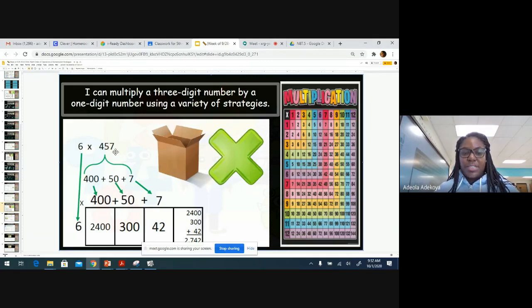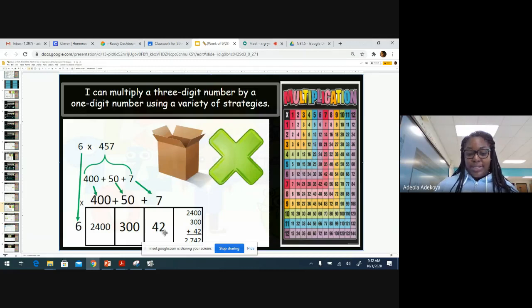The number of digits tells us the number of boxes we're going to need. So if I've got a 3-digit number, then I need 3 boxes. By 1 digit, then I need 1 on the side. After expanding this number, the next thing we're going to do is multiply these factors to give us a product. So 6 times 400 will give me 2,400. 6 times 50 will give me 300. And 6 times 7 will give me 72.